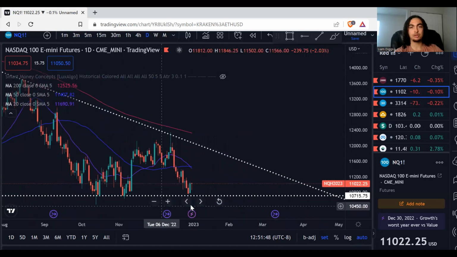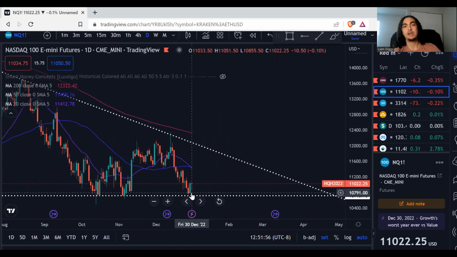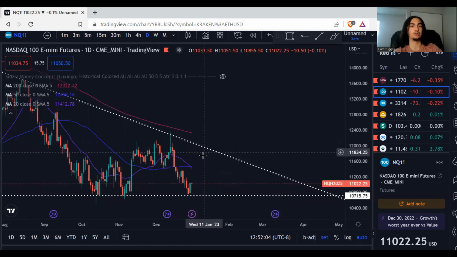We have just come down to the bottom of our channel. Looks like we're bouncing off of it. We have a pretty long tail wick on the end of this candle, which means that we came down pretty far and then moved all the way back up. We haven't closed quite yet, but it is going to close fairly soon.